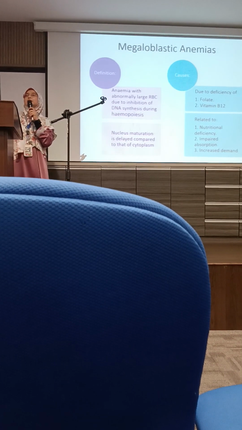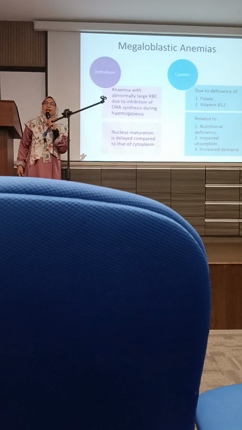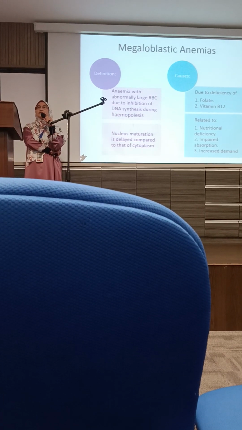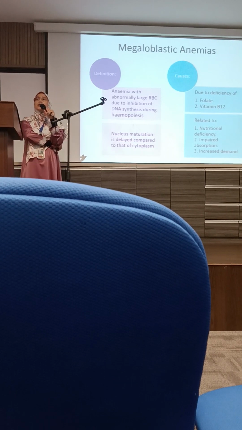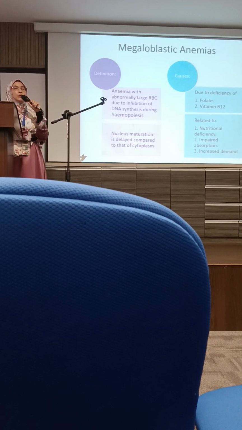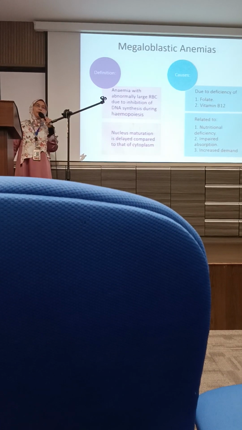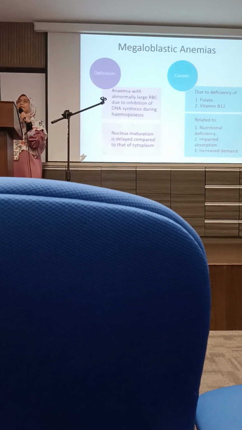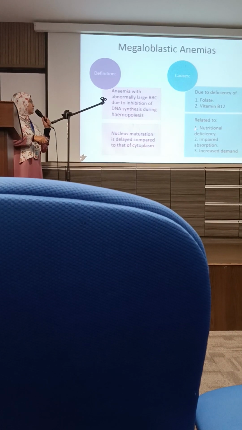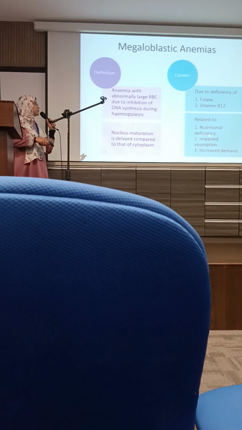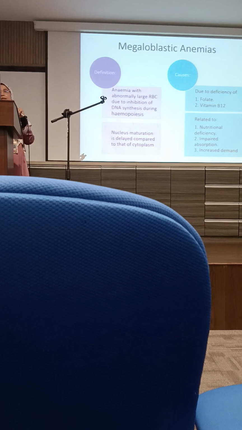Okay, we can move to megaloblastic anemia. By definition, it is anemia with large red cells due to inhibition of DNA synthesis during hemopoiesis. In megaloblastic anemia, the nucleus maturation is delayed compared to cytoplasm. The common causes are deficiency of folate and B12, and it is related to nutritional deficiency, impaired absorption and increased demand. It's more or less the same as iron earlier.